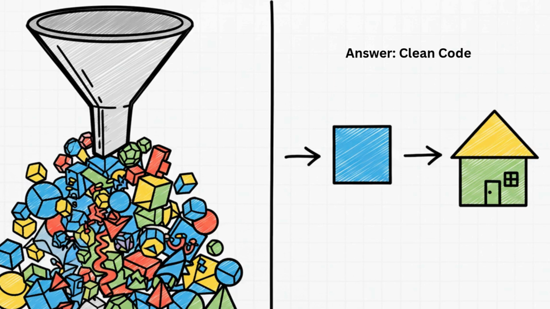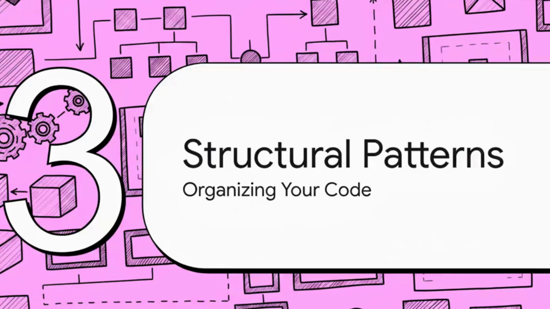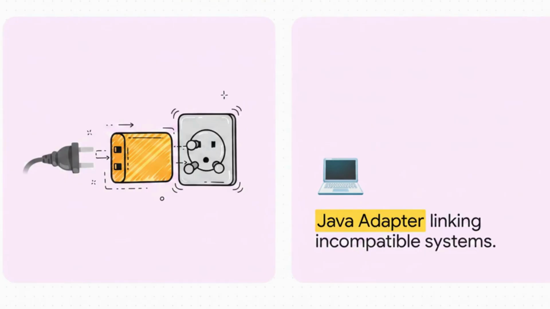The builder pattern makes your object creation incredibly readable, which is exactly why the super popular Lombok library uses it. So, with our objects safely and efficiently created, let's pivot. Section 3, structural patterns, all about organizing your code. The adapter pattern is beautifully simple, and you'll see it everywhere.